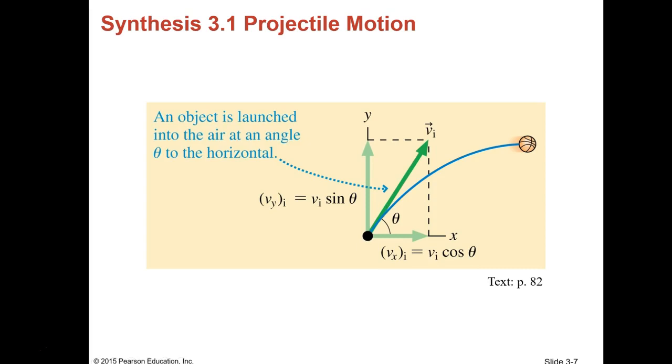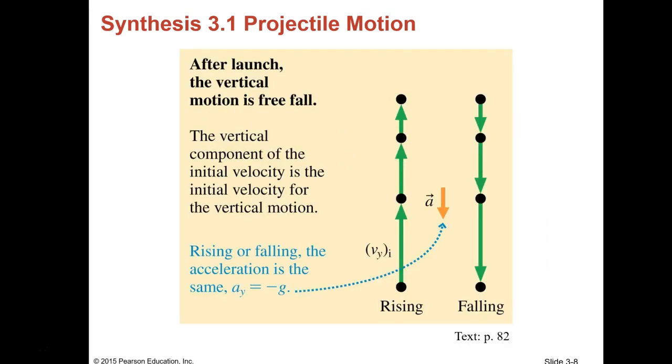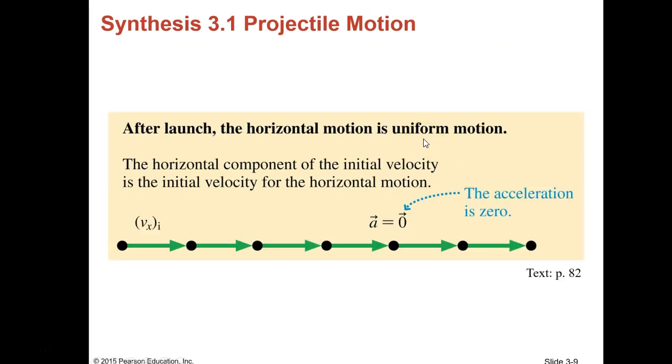So again, if you have an object that's launched, if you know the angle and the launch speed, you can figure out the horizontal and vertical components of those speeds. Again, after launch, the vertical velocity decreases as it goes up and increases as it comes down, because the acceleration due to gravity is constantly downward. But notice how the gaps are equal. The horizontal velocity never changes. It has no acceleration horizontally.